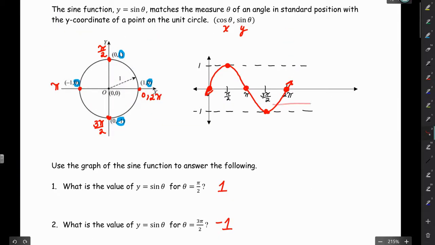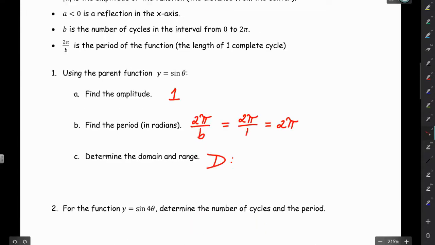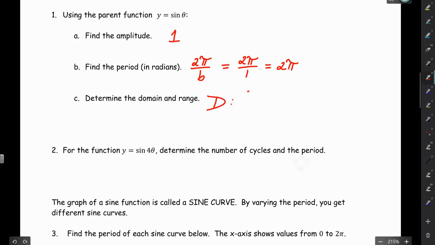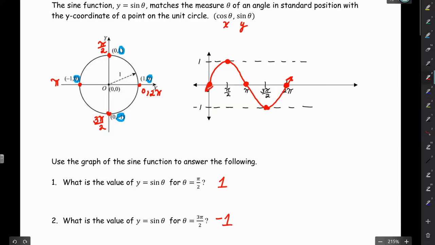Are there any values left or right that are not going to be included? We know we go indefinitely to the right and we go indefinitely to the left. So there's no x values that are not included in this parent function, y equals sine theta. So the domain is all real numbers. The range is all the possible y values. So this graph goes between -1 and 1. So the possible y values are between -1 and 1, including -1 and 1.